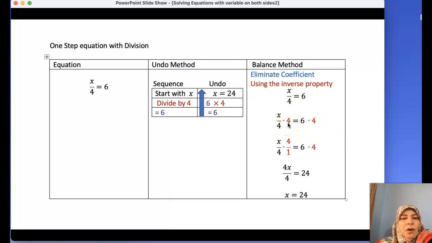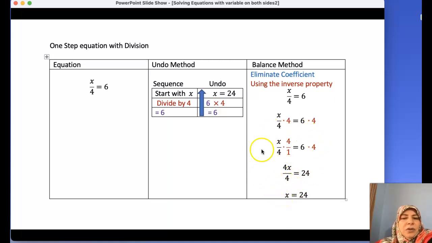So this is a 4 whole number, 4 over 1. And when you multiply fractions, you multiply across. So 4 times 1x gives you 4x. 4 times 1 is 4. And then 6 times 4 is 24. Now, 4 divided by 4 is 1. So now I get 1x.